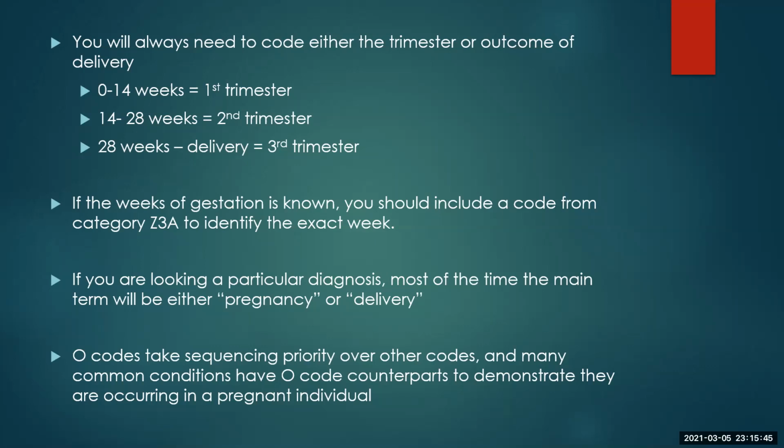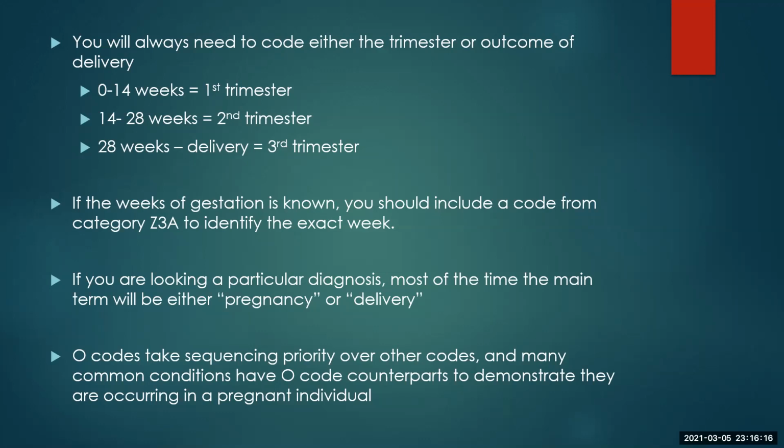The guidelines also specify that O codes are going to take sequencing priority over other codes. So if you are getting 4 or 5 different codes from different sections and one of them is an O code, 9 times out of 10, that code is going to be the first listed diagnosis, because obviously anything that affects a pregnant woman is affecting her pregnancy. So we want to make sure that's first listed.